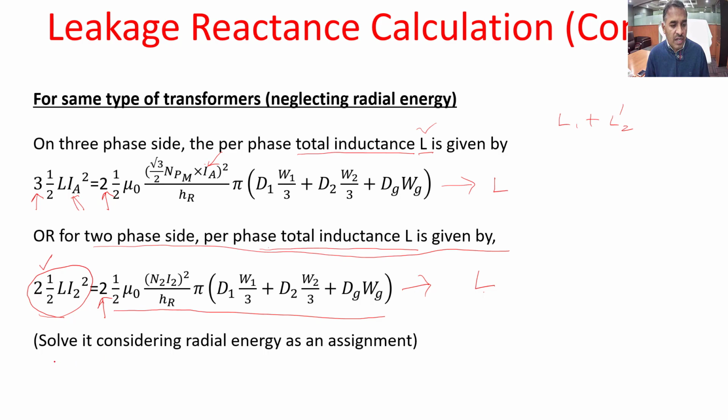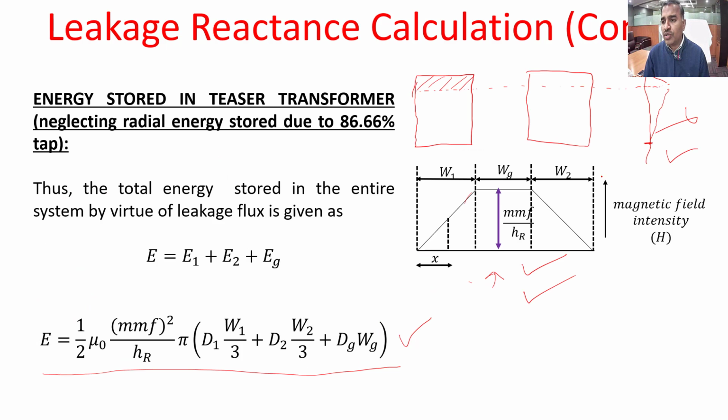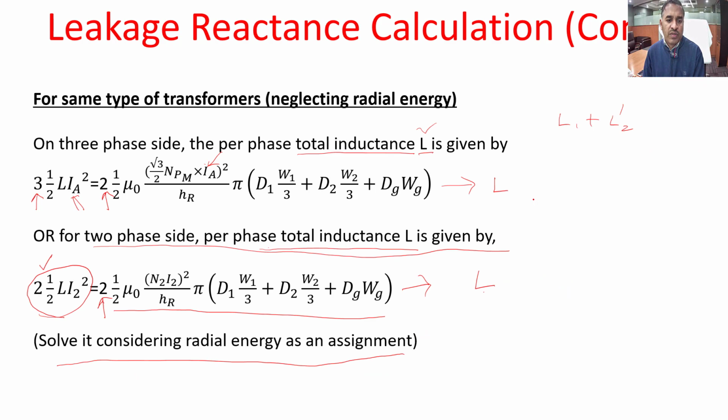And as an assignment, you may solve it considering radial energy. That's what I have shown in the previous slide. So include the radial energy also, and then find the total leakage reactance referred to the primary, that is, the three-phase side, as well as the two-phase side. So this is a homework. So this is how the leakage reactance can be calculated for the Scott connection. Thank you.